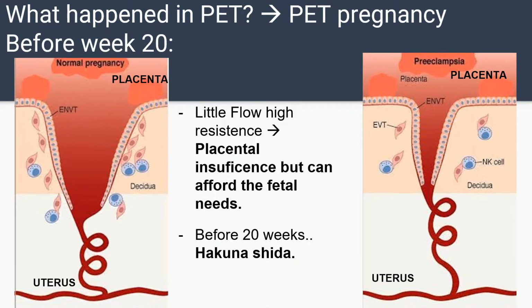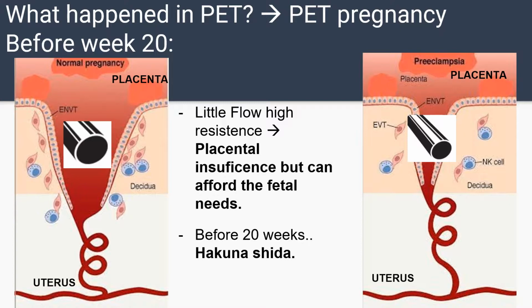So here we have a comparison between the normal pregnancy and the preeclampsia placentation. And as I said, in the preeclampsia placentation, there is a very little diameter of the communication of the pipes, but the pipe here is very wide, very big. So in the preeclampsia situation, the narrow pipe that we are marking here is very little, but there is no problem before 20 weeks of pregnancy. Hakuna Shida. Why? Because the fetus is very little and it's not growing very fast. So the placenta in this little pipe can afford the flow without increasing the pressure, so there's no problem.